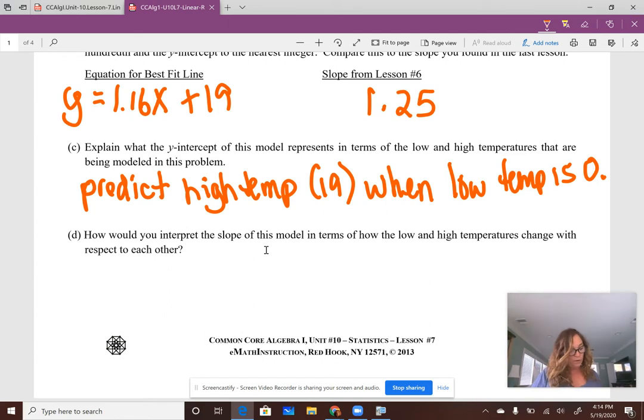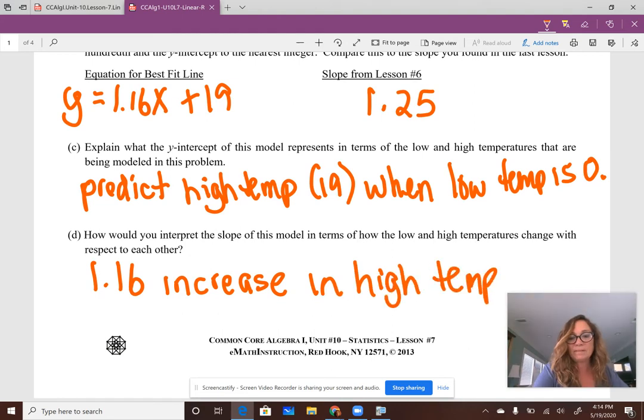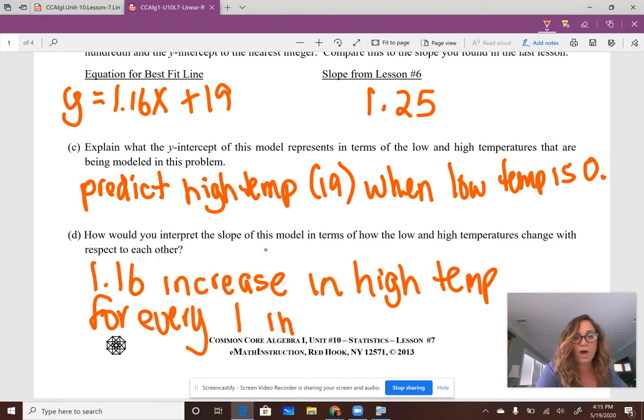So we would want to say that it's a 1.16 increase. If that was negative, you would say decrease, all right? So it's a 1.16 increase in high temp for every 1 increase in low.